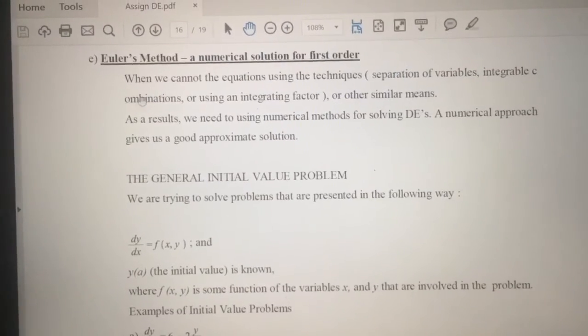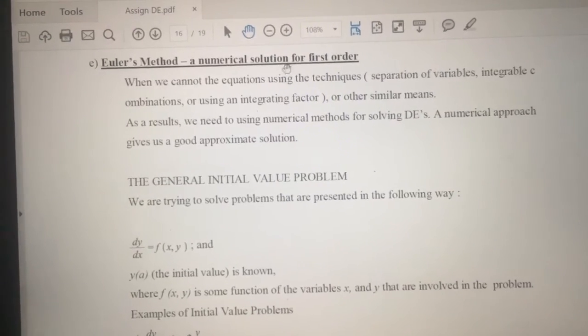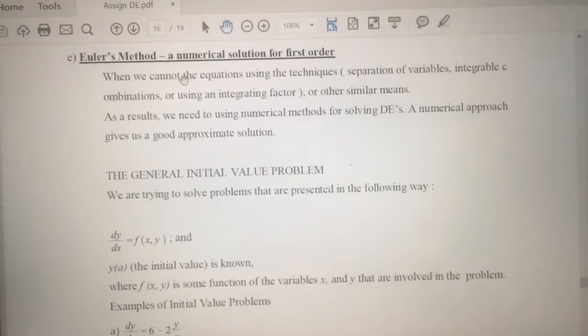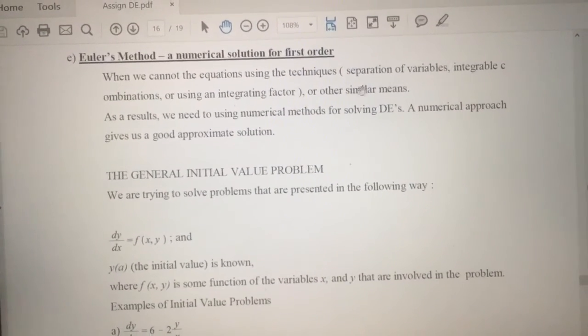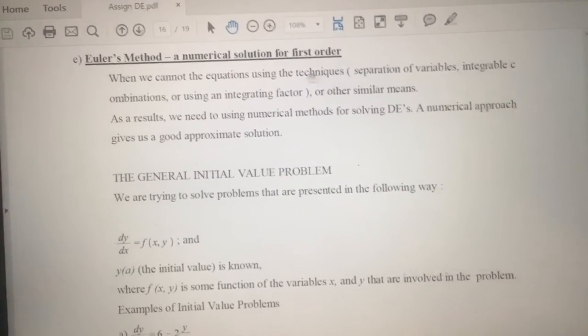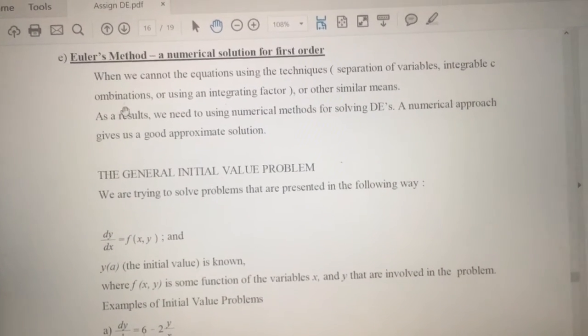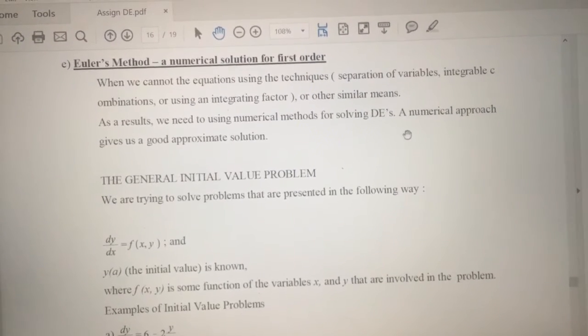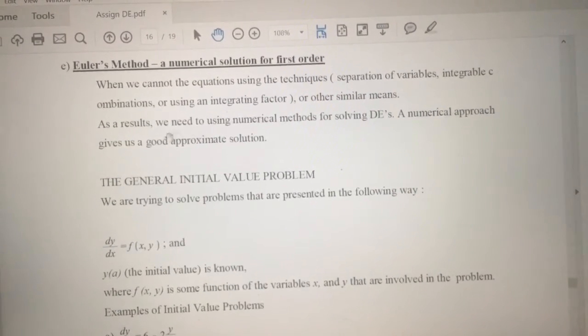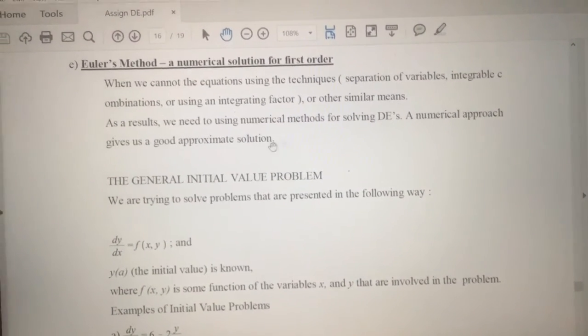Next is Euler's method, a numerical solution for the first order. When we cannot solve the equation using the techniques of separation of variables, integrable combination, or integrating factor, we can use Euler's method because a numerical approach gives us a good approximate solution.